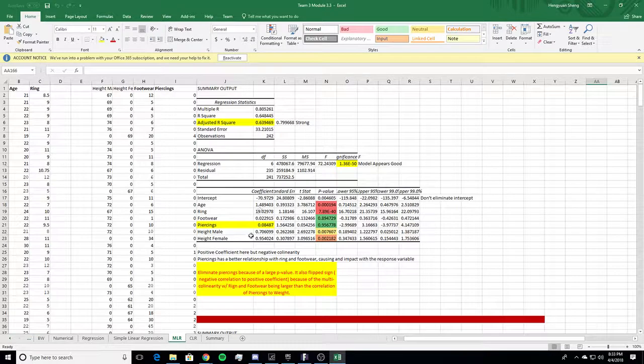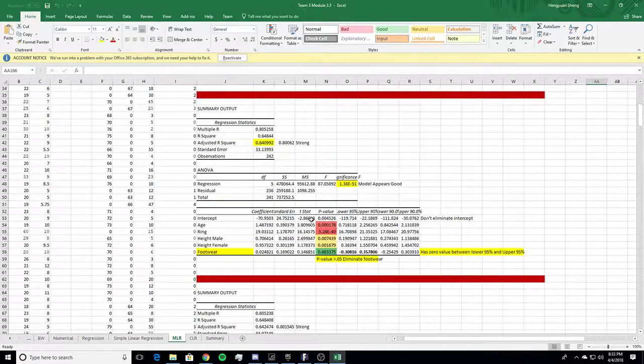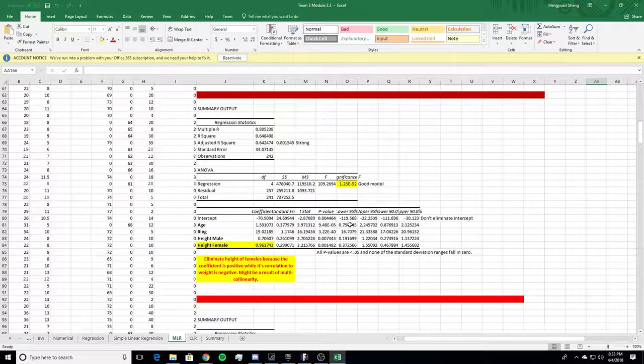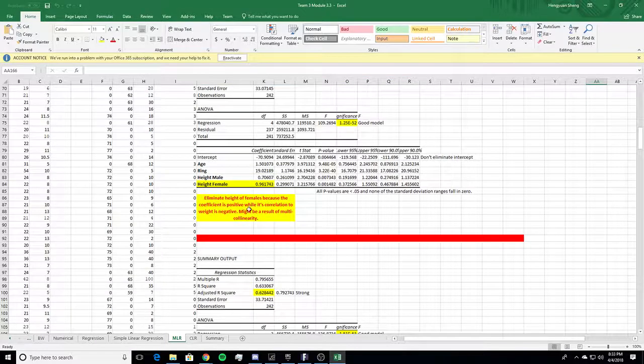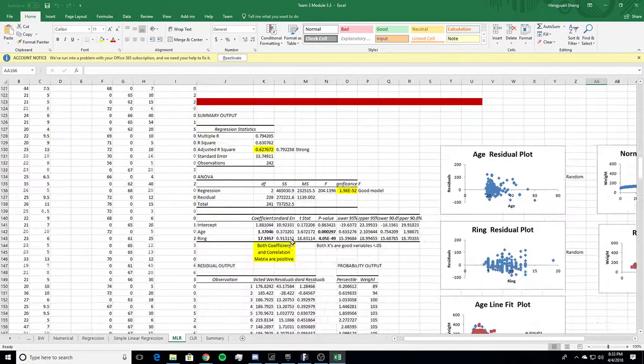So if this coefficient is positive, over here it has to be positive as well, but you can see that it's negative over here. So that's why we removed piercings. We removed footwear. We removed height female because of the correlation, and we removed height male because the coefficient is negative and the correlation matrix is positive. And eventually we came to two variables, age and ring, and both of these coefficients match. The p-values are less than 0.05, excuse me.